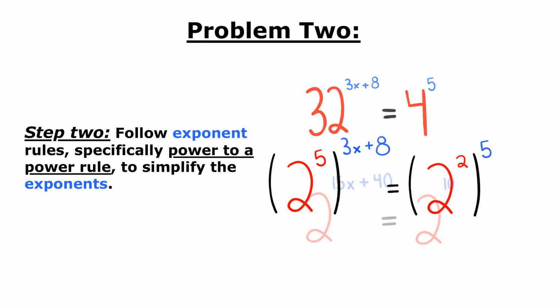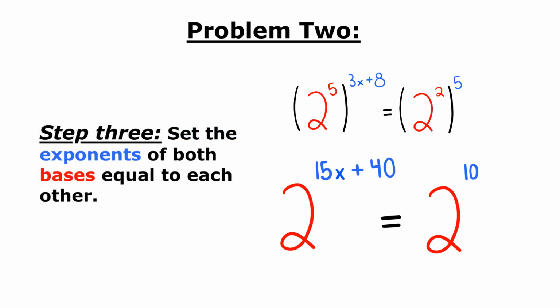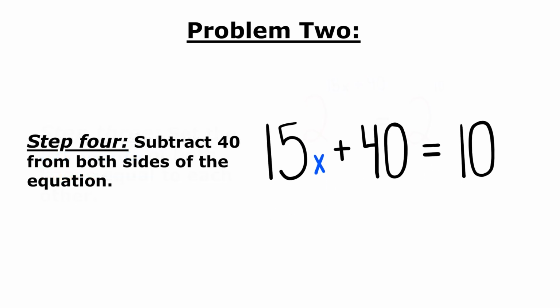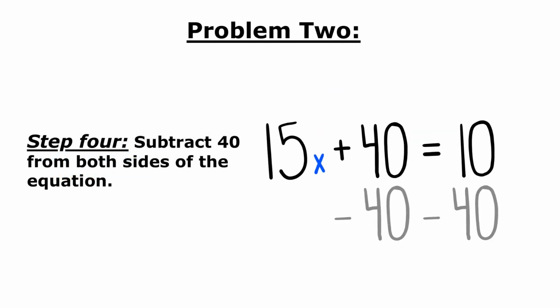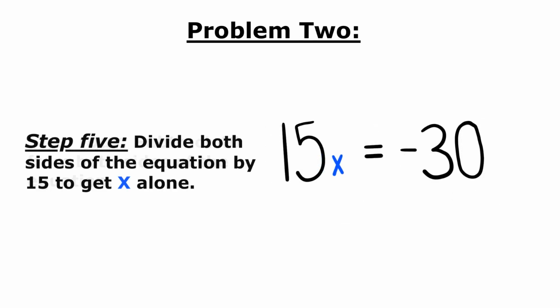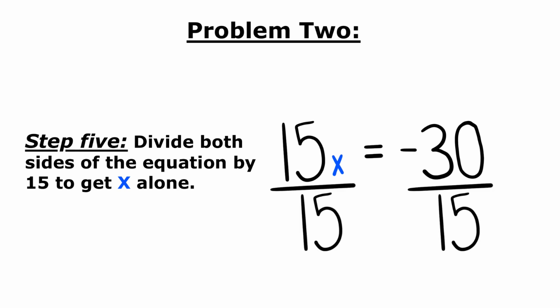Now, with our exponents simplified and our bases the same, we can follow step 3 and set exponents of both of the bases equal to each other. Just like in problem 1, we now have a linear equation. This means we can simply subtract 40 from both sides, which leaves us with 15x equals negative 30. Then we divide negative 30 by 15 to get x alone. And that leaves us with negative 2.